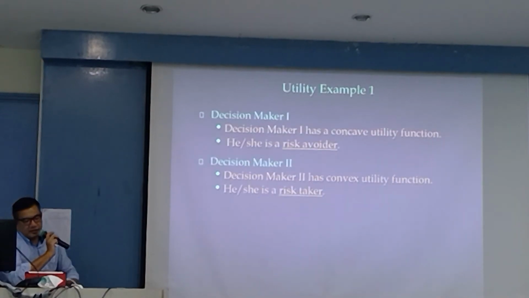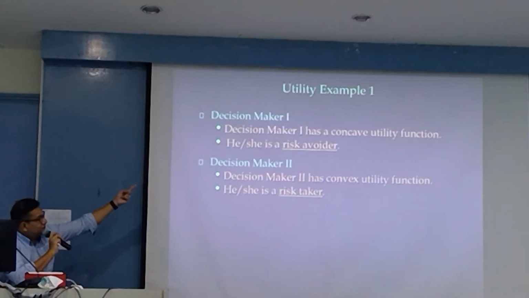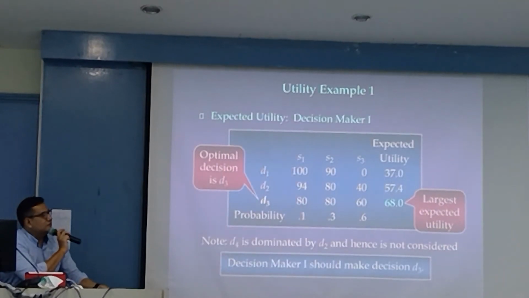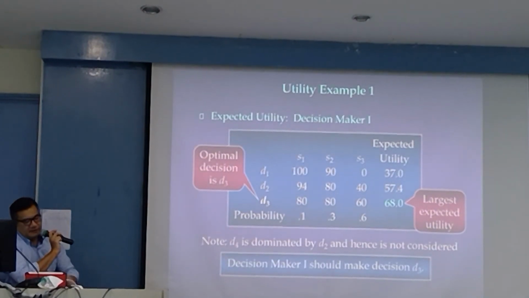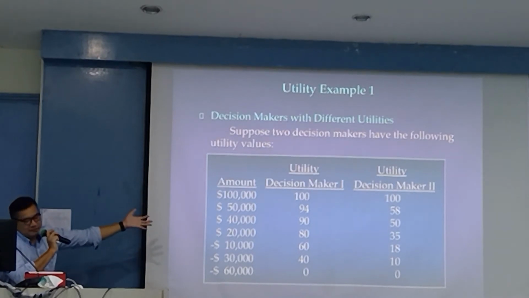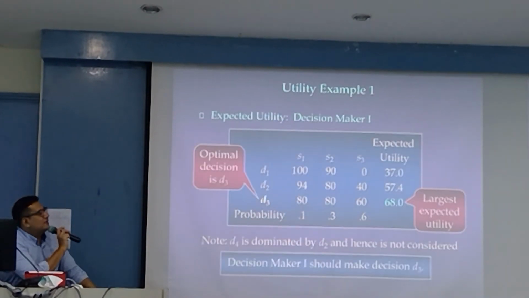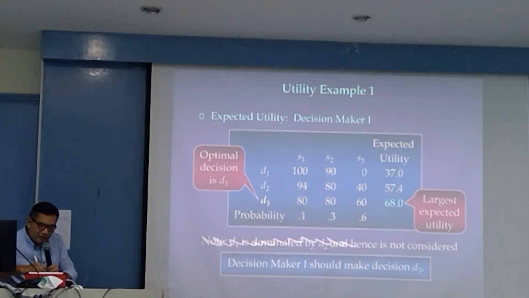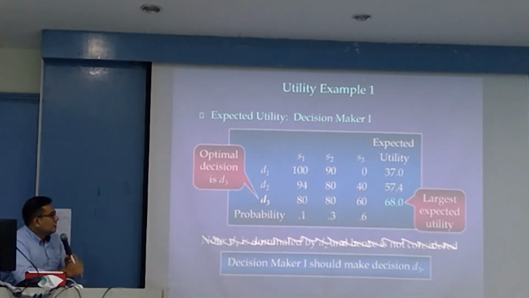So what are we going to do here? The first one is a risk avoider, the second one is a risk taker. So we need to use the utility value to calculate the expected value. This one, just forget it. I think I forgot to delete.